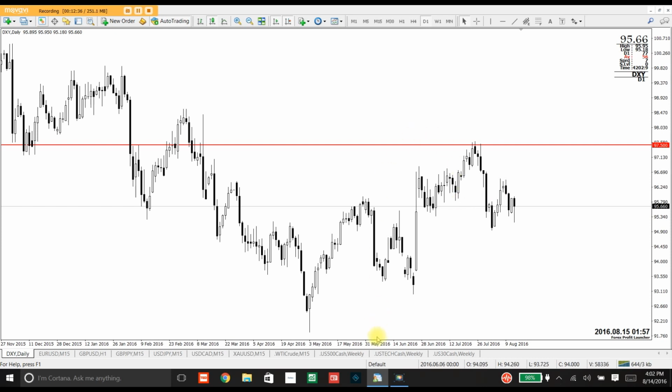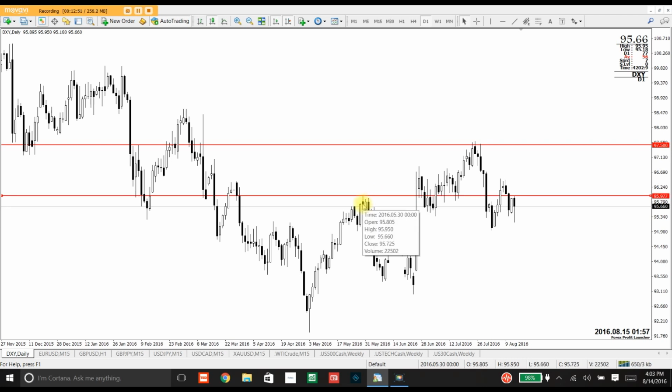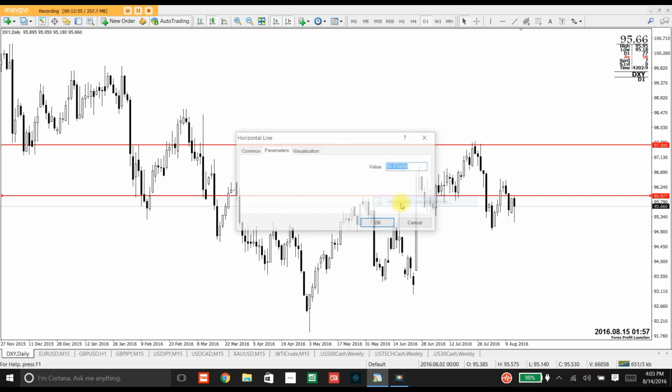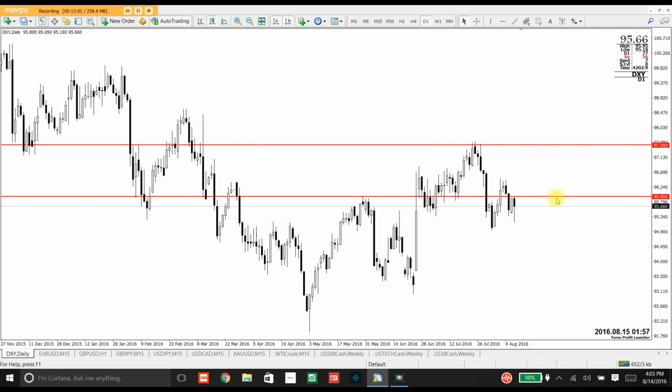Now I'm also going to mark this level right here, the swing high. I'm going to go ahead and mark that as well. And this one is basically, the high of this candle comes in at 95.95. That's where I'm going to want this to be, 95.95. Let's see what we got here. How does this look? Okay, 95.95 is a good level.